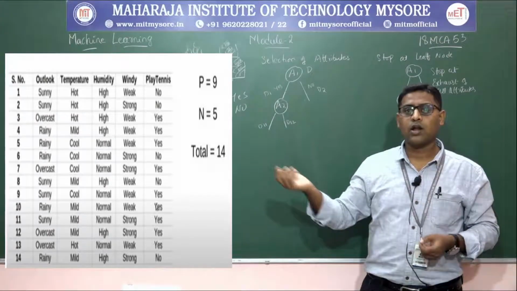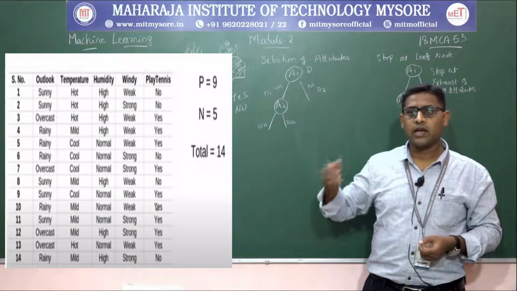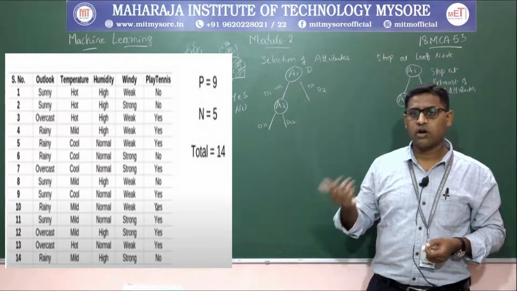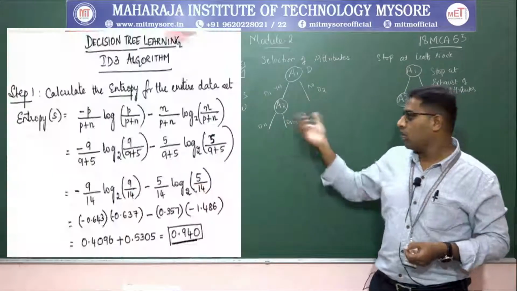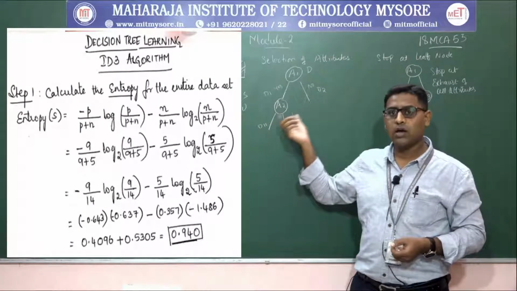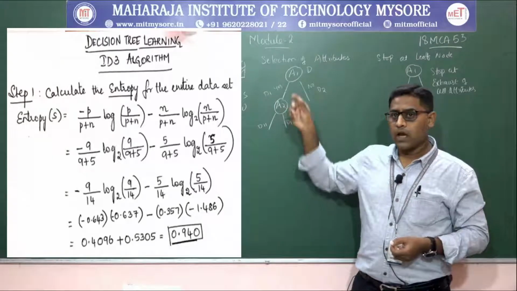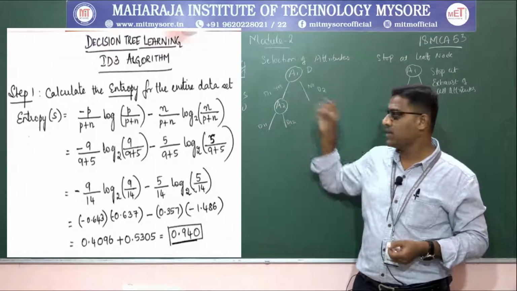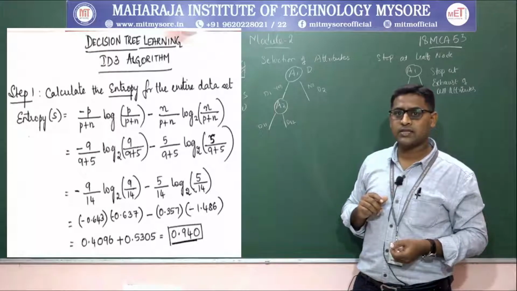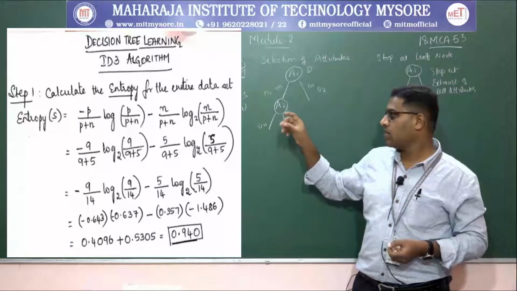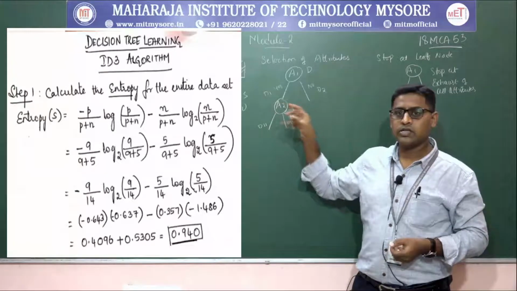Then, what are the predictions? Predictions are like yes or no, positive or negative. Now we need to compute the values. In total, 9 positive values, that is 9 yeses, are present, and 5 negative values. N means negative, so n is equal to 5.